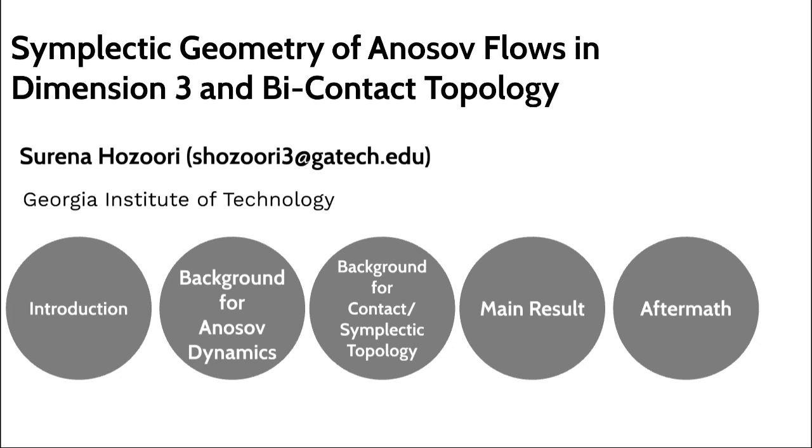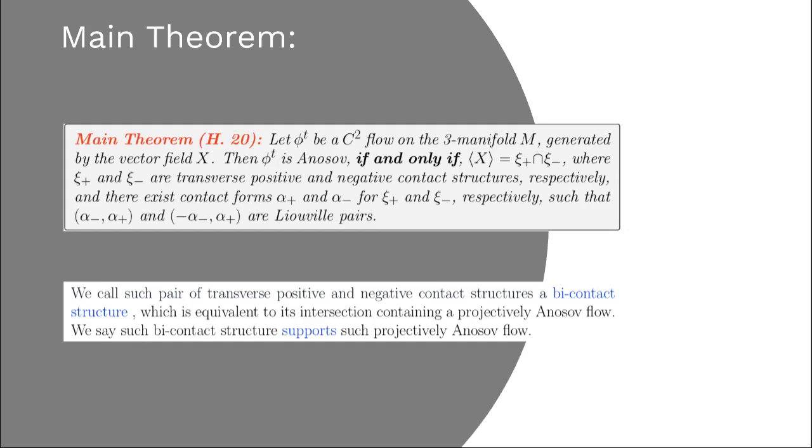So I'm ready now to tell you about my main result. My main theorem is that if you have a C2 flow phi on a 3-manifold M generated by some vector field X, then phi is Anosov if and only if the direction of the flow X is in the intersection of a pair of positive and negative contact structures, such that there exist one-forms alpha plus and alpha minus for these contact structures, such that (alpha minus, alpha plus) and (minus alpha plus, alpha minus) are both Liouville pairs.